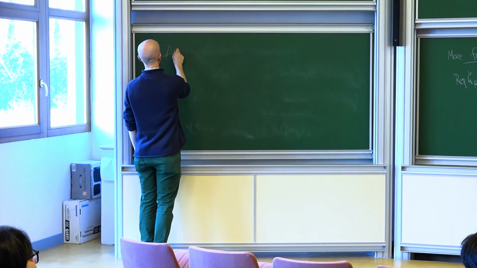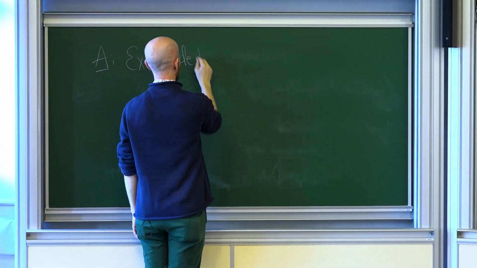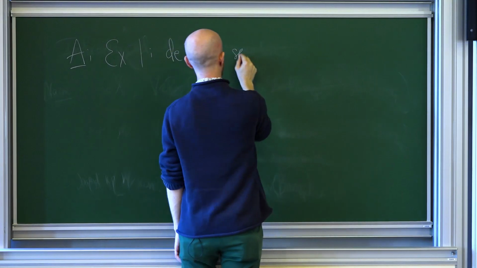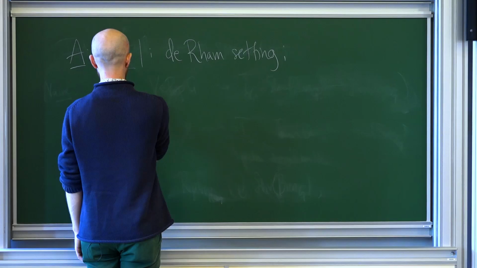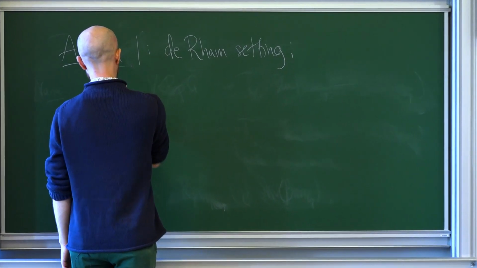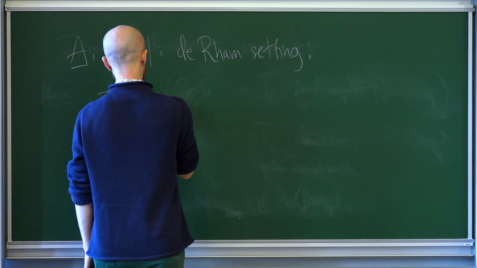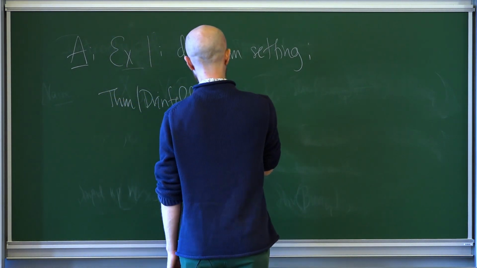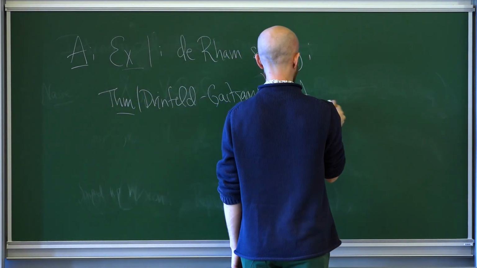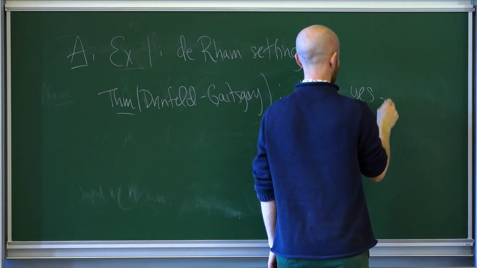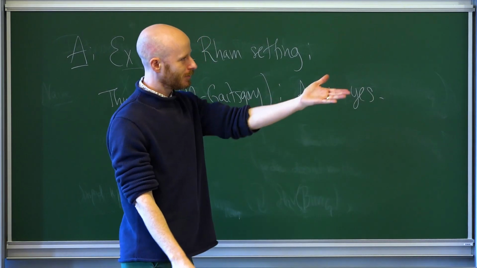Okay, so now I want to state the answer to the spectral problem. So example 1 is the de Rham setting. Here, there's a theorem of Drinfeld and Gaitsgory that says the answer is yes. The spectral problem is a yes or no question. The answer is yes.